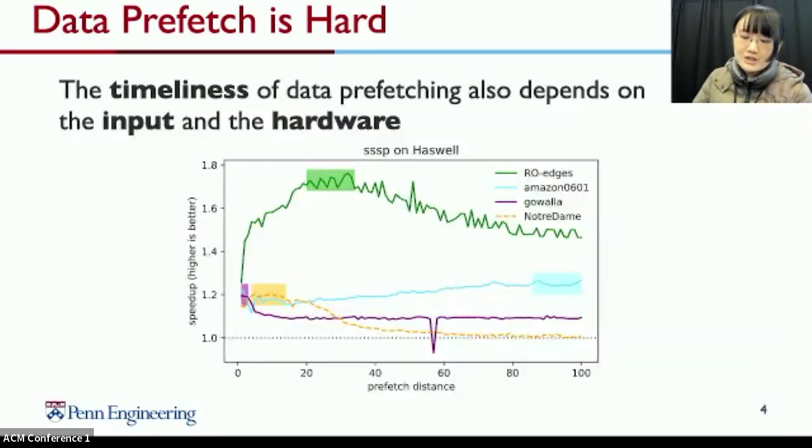However, guaranteeing the timeliness of data prefetching is not easy, because timeliness not only depends on the program itself, but also on the input of the program and the hardware. For example, in this figure, we run the single source shortest path program on the Haswell machine with 4 different inputs. From this figure, we can see that for different inputs, the optimal prefetch distance is different.